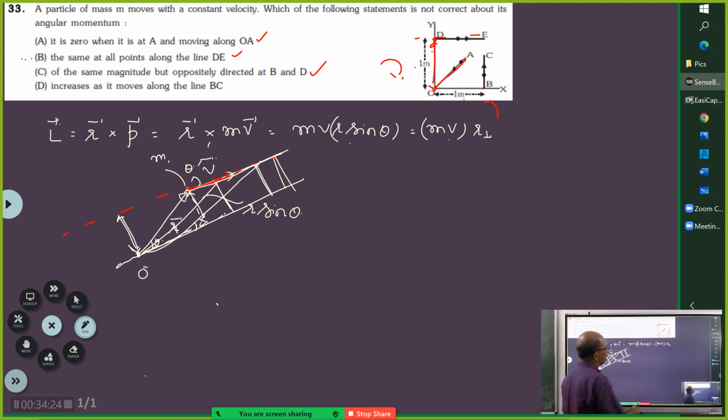Increases as it moves along BC? No, it doesn't increase, because wherever it is moving, this perpendicular distance remains the same. So it remains the same. This is the wrong option. So the option you have to mark is D. This is testing your angular momentum concept.